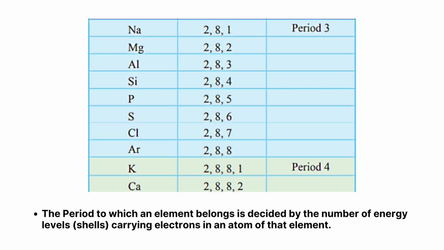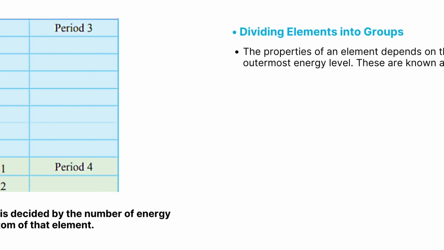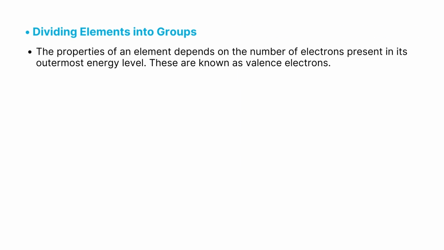Next we will see how elements are grouped into groups. Dividing elements into groups. The properties of an element depend on the number of electrons present in its outermost energy level. You saw that these elements, for example lithium to neon, are in the second period of the periodic table. That means they have electrons in the first and the second energy levels. The difference is they have different numbers of electrons in the second energy level. Lithium 1. Beryllium 2. Likewise, when we go to neon, it has 8 electrons in its second energy level.